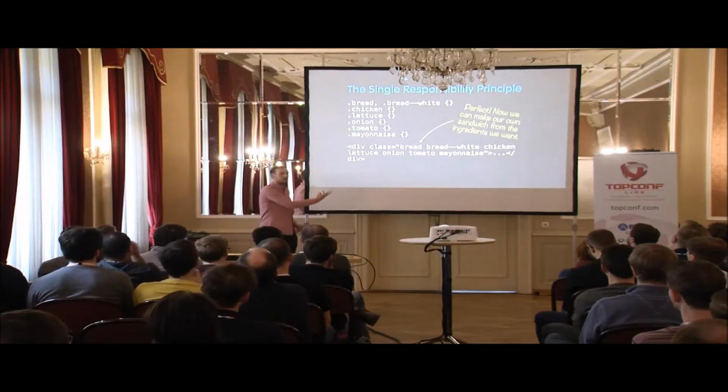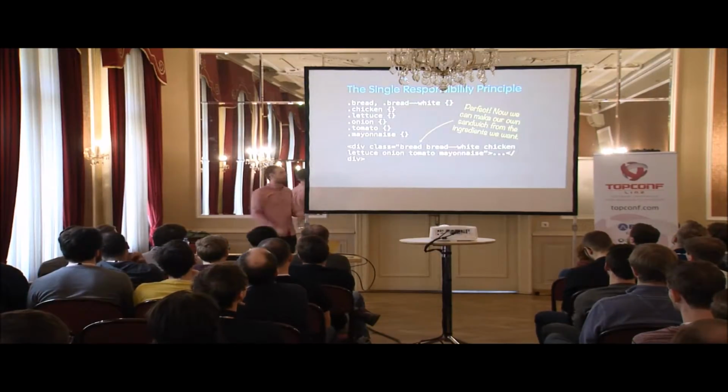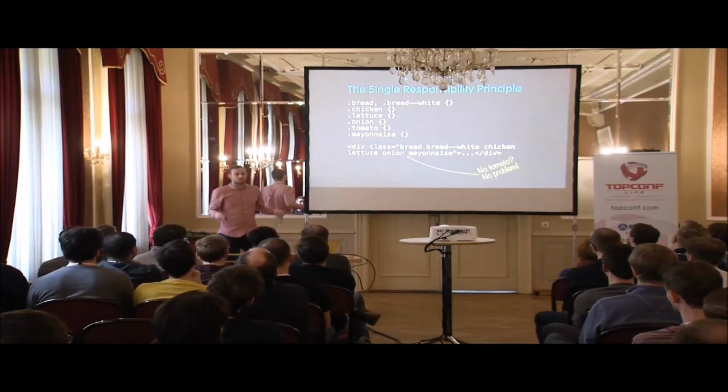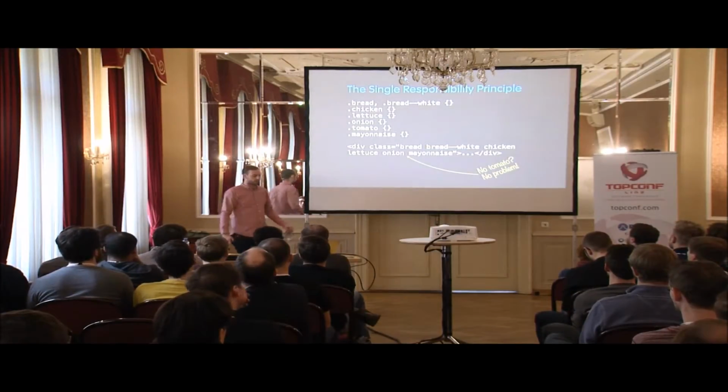Now, the actual implementation of this, I prefer classes in the markup. A lot of people don't like that. The implementation is up to you. But what this means is, I don't really like tomato. Tomato makes bread go soggy. Don't want it in my sandwich. I get rid of it. Not a problem. I don't have to change the concept of sandwich because I just work with the ingredients.